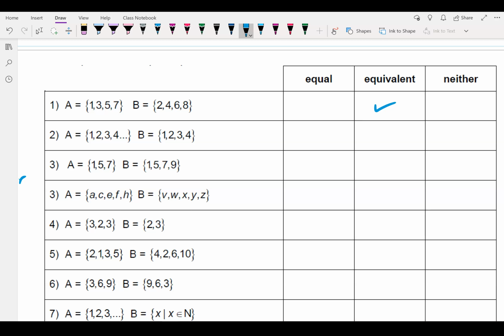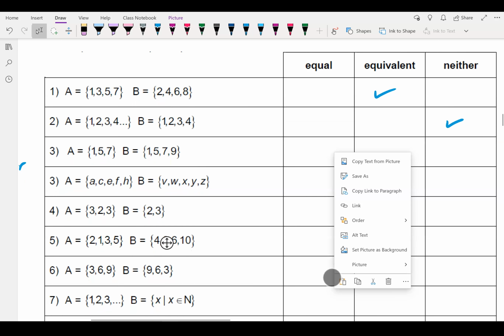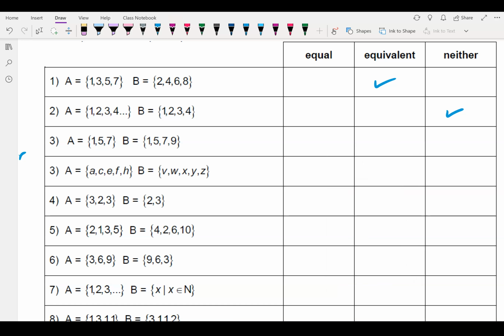What about the next case? A is 1, 2, 3, 4, and so on. And then B is 1, 2, 3, 4. Well, they're definitely not equal, and they're definitely not equivalent. They don't have the same elements because look, A is 1, 2, 3, 4 and so on. It's going to include 5, 6, 7, 8, 9. B is just 1, 2, 3, 4. So this is neither. What about, let's see, let's look for an interesting one. Is there one here that has repetition?